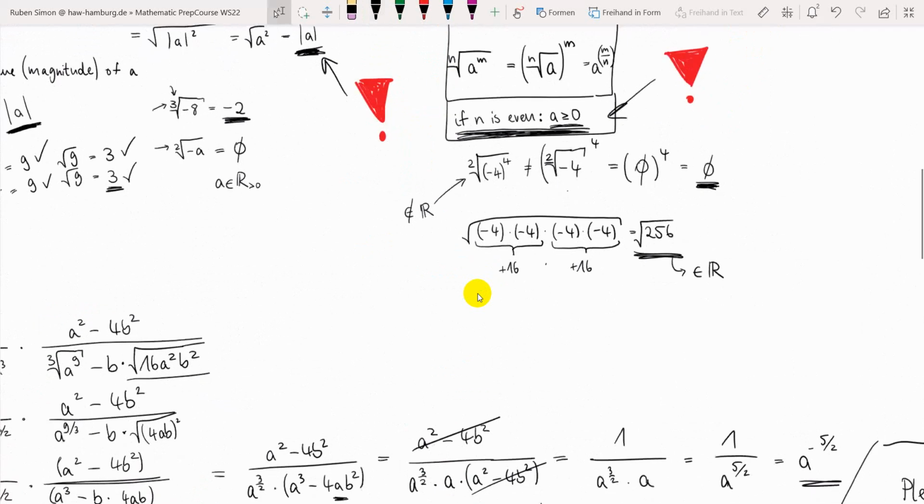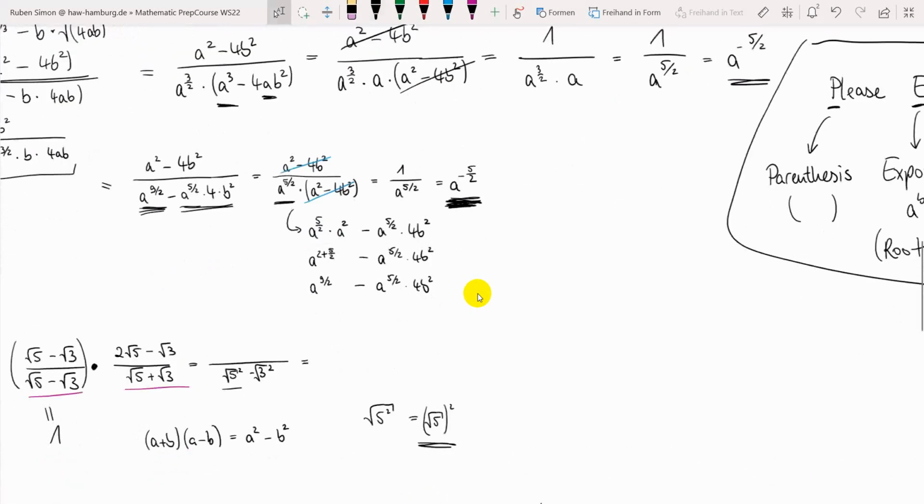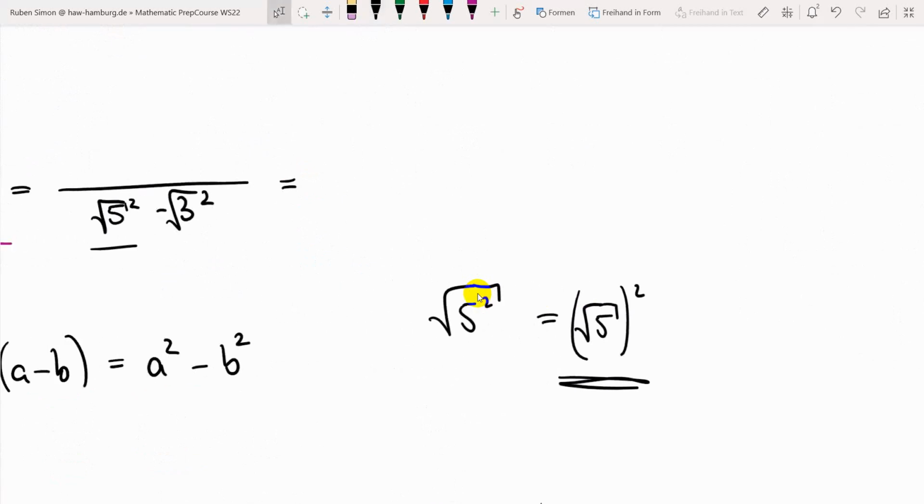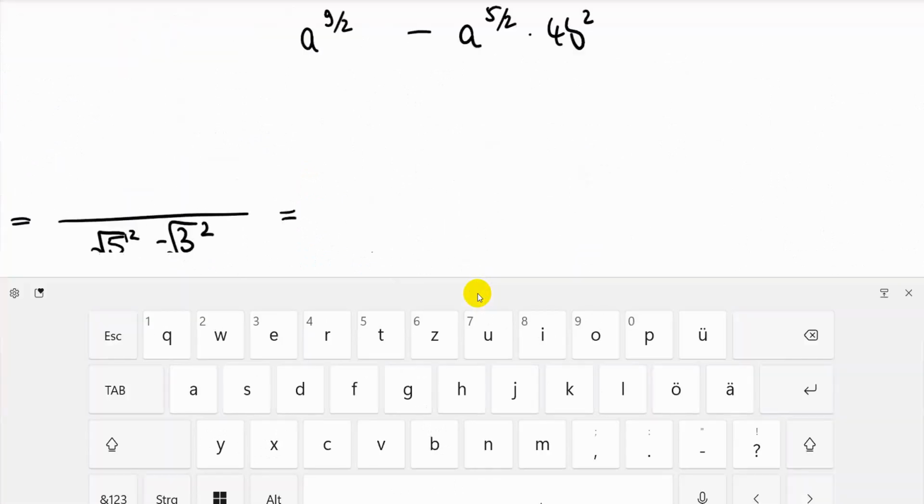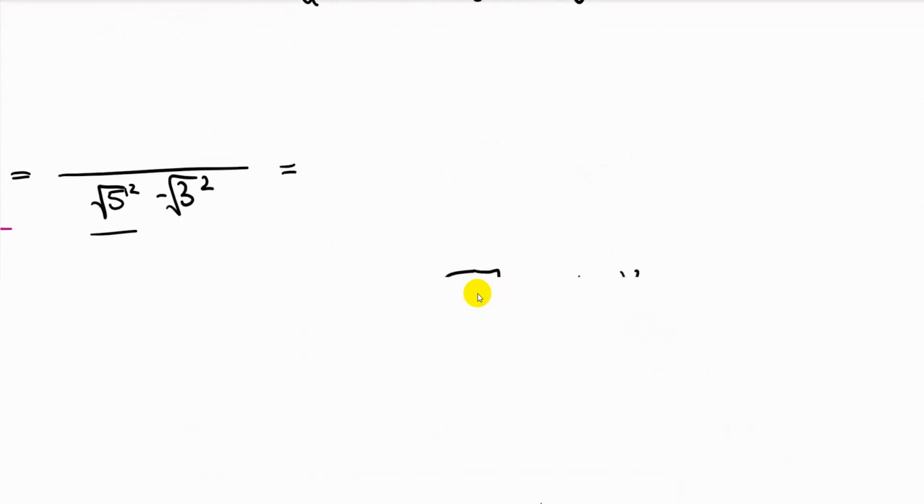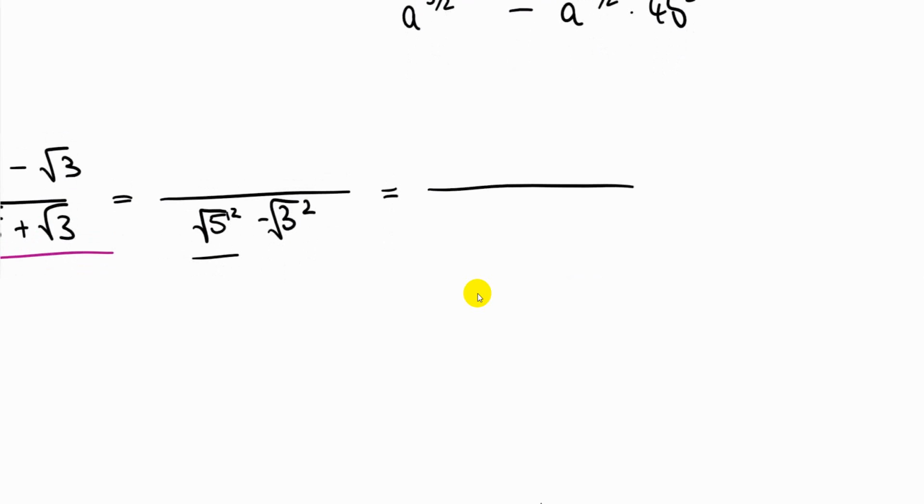in order to swap the order of these two operations. So in this case, it wouldn't matter, but yes, this is something you always have to pay attention to, the right order, whether there is the root first or the square first in case of negative numbers. All right, in this case, this will be 5 minus 3. And of course, this will be just 2.